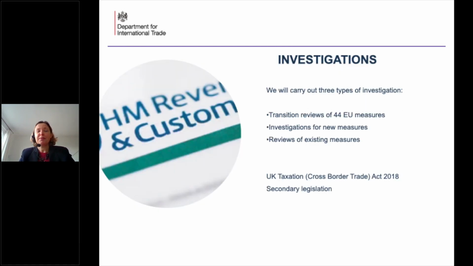Moving on to the next slide. In terms of our investigations, we will carry out three types of investigation. We will carry out transition reviews of 44 EU measures that the Department for International Trade has identified as being relevant to the UK. The Secretary of State has issued notices of determination in respect of these measures, and we must initiate a transition review before expiry of the relevant EU measure. That means that these 44 cases will be spread over the next 5 years because each trade remedy measure tends to be in place for a 5-year period. So we will generally initiate in the order of expiry of the relevant EU measure.